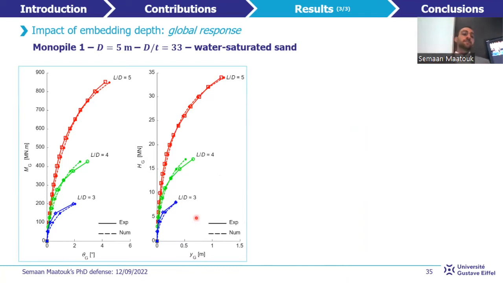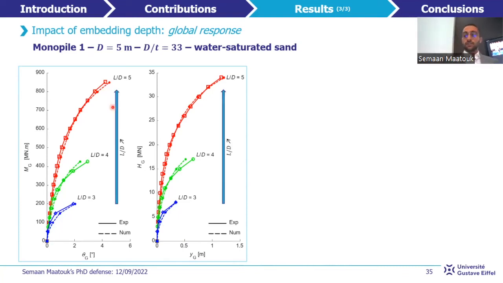In these figures, the global response of the monopile is presented for the three different tests, experimentally in continuous lines and numerically in dashed lines. For standard PISA, the response obtained is very good, and the results from the numerical analysis correspond very well to those derived from the experiments on impact-driven monopiles.